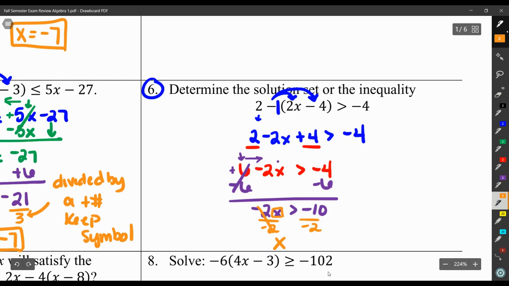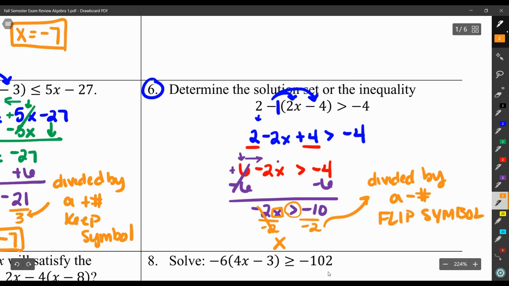So I get an x on the left, and I need to decide whether or not I keep the symbol the same direction or flip it over. Well, because I am dividing by a negative number, that's when you flip the symbol. So because you divided by a negative number, that symbol in the middle will actually flip, and now it's a less than. And then negative 10 divided out by negative 2 is a positive 5. So anytime you divide by a negative number, be sure to flip the inequality symbol in the middle.